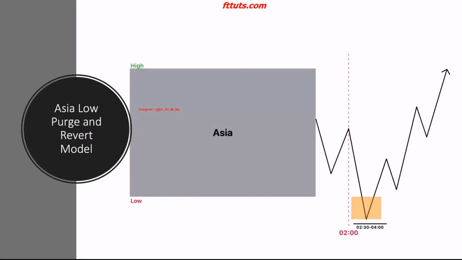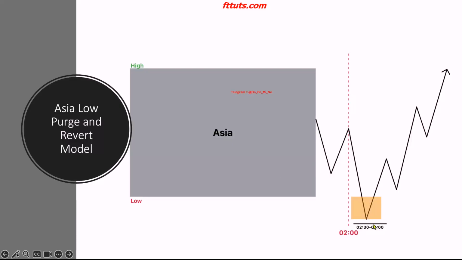The next few models that we will be looking at for the London session are the same models but then for longs. So what we're going to look for is an Asia low purge and revert model, in which we want to see that Asia has engineered liquidity on both sides of the marketplace. And from there on, we want to see that around 2 a.m. a manipulation run lower occurs, purging the sell side liquidity below the Asia low. A smart money reversal forms here during 2:30 to 4.